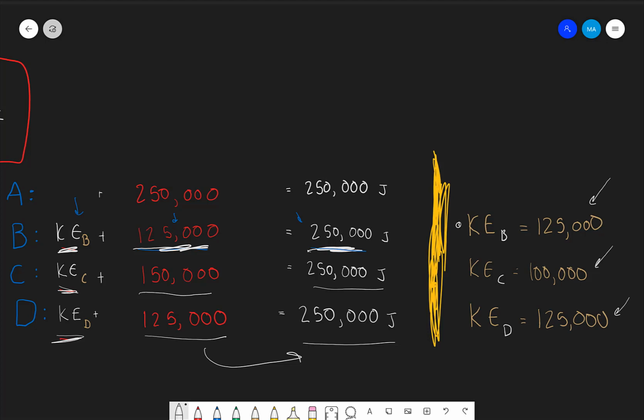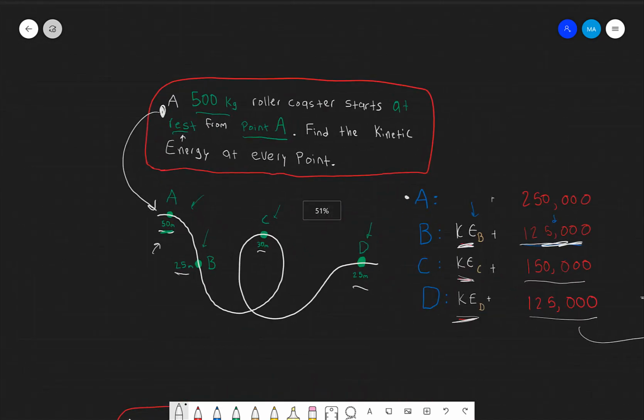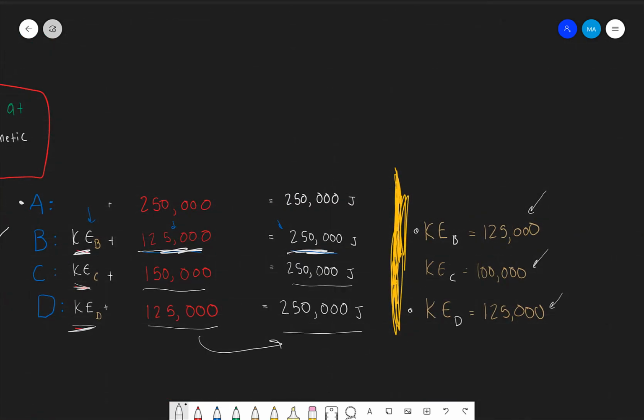Point B and point D have the same amount of kinetic energy, and that makes sense because if you look at point B and point D, they're actually the same height. Point B is 25 meters above the ground, point D is 25 meters above the ground, so they should have the same gravitational and kinetic energy. And then I guess I should write down the kinetic energy at point A. This is not something I figured out, the problem told me this. The kinetic energy at point A was 0 because it started at rest. So that's the answer to this one.